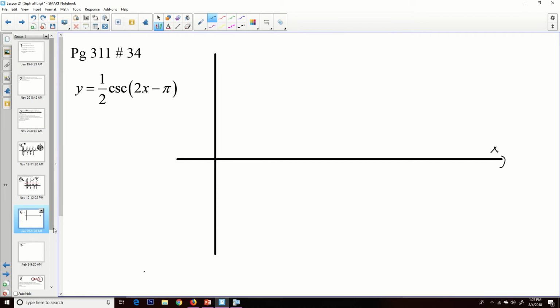Let's talk about a cosecant one. And again, we're going to do a cosecant one where we have to change our period just a little bit. So our quote-unquote amplitude is going to be equal to the absolute value of a half, which is just a half. Our period is 2 pi divided by the 2 there, so it's just going to be pi. There is no, got ahead of myself, no up, down translation.